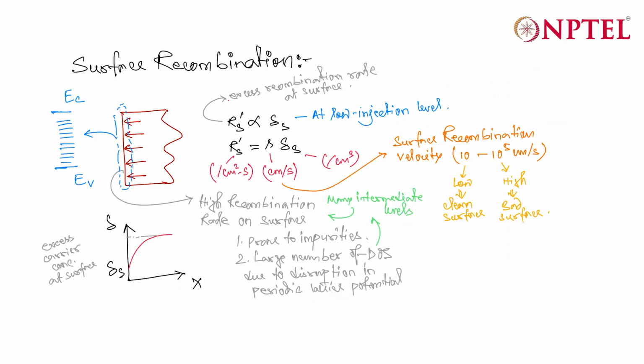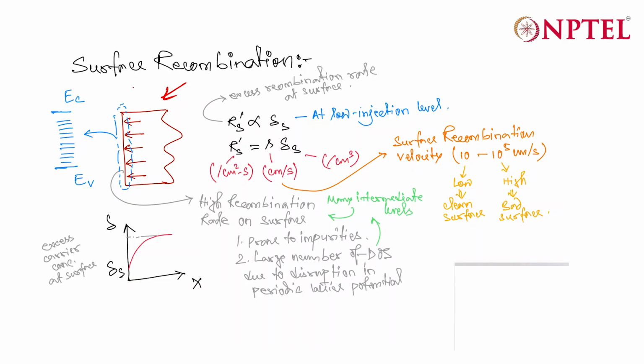Apart from this, we also have a phenomenon called surface recombination. If you consider a semiconductor crystal, you will find that at the surface the recombination rate is very high because the surface is prone to impurities, and second, there is a large density of states due to the disruption of the periodic lattice potential.